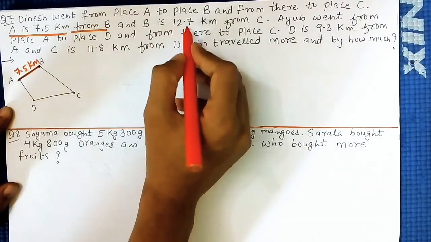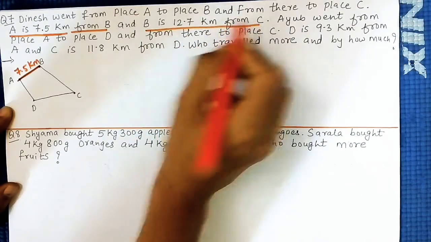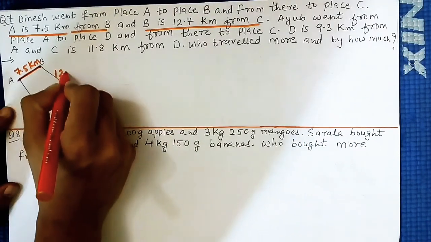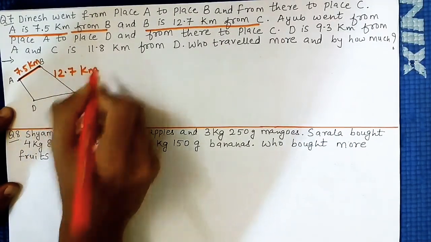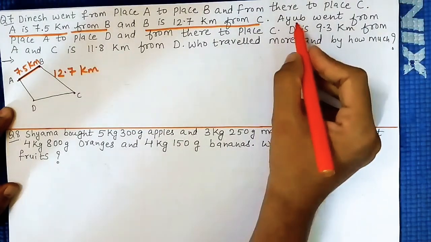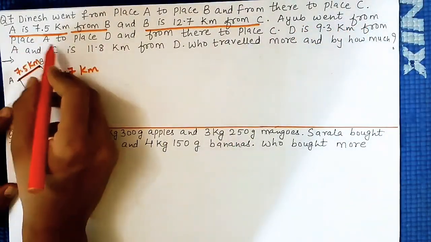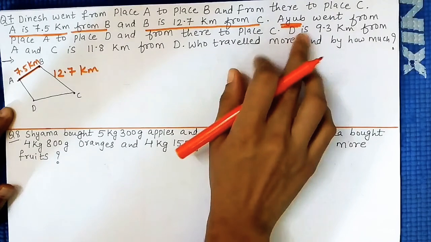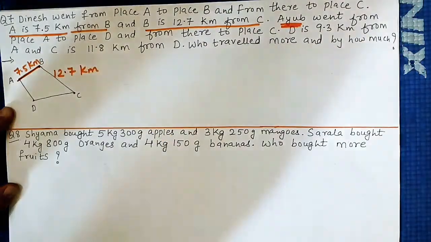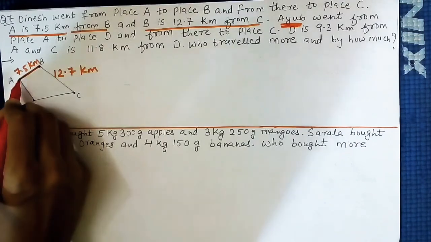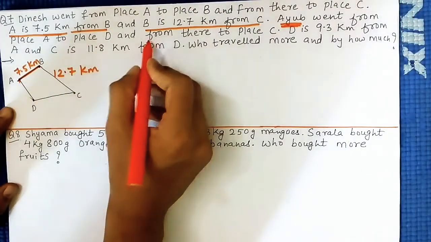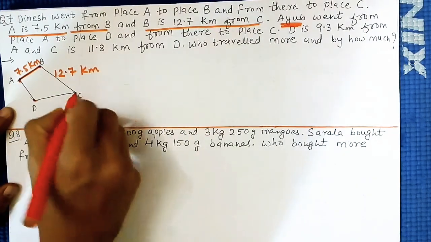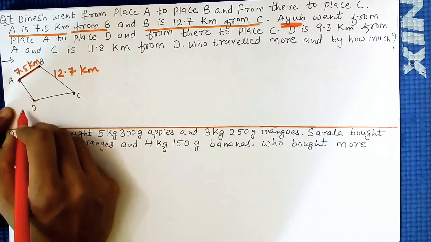B is 12.7 kilometer from C. Now from C means B to C. This part is given as 12.7 kilometer. So we will write here 12.7. Ayub went from place A to place D. Now Ayub is another person. So there are two persons, Dinesh and then Ayub. So from A to D means this much part, and then from there to place C. First he went from A to D and then from D to C. So this much part was travelled by Ayub.